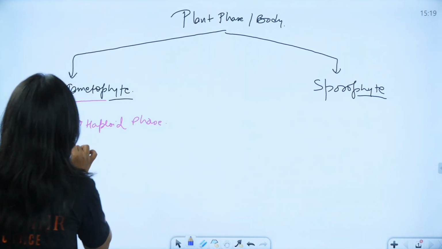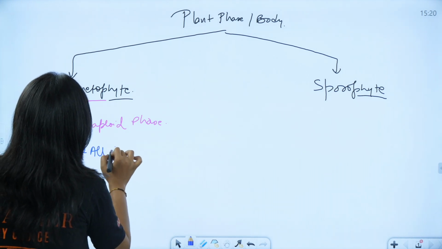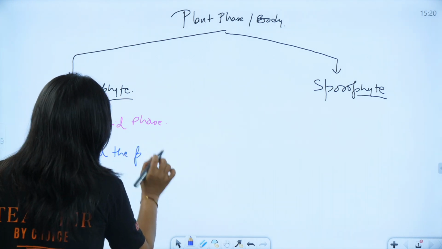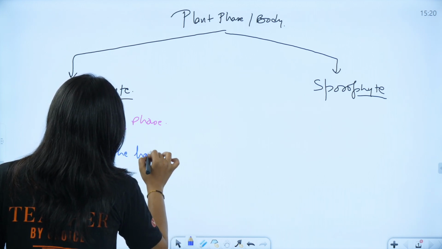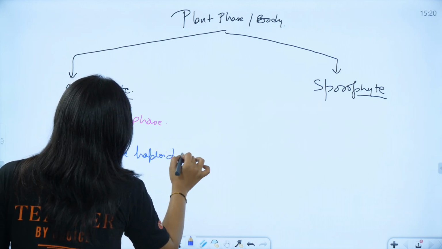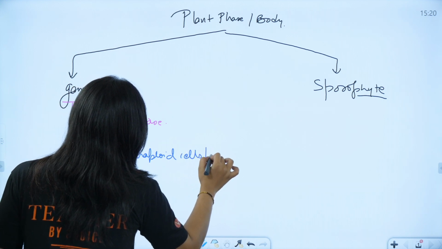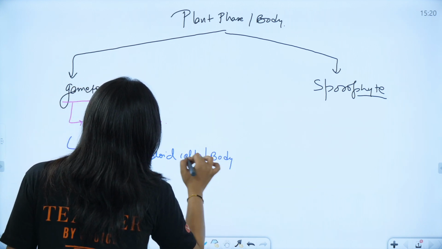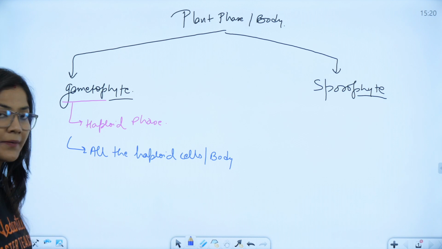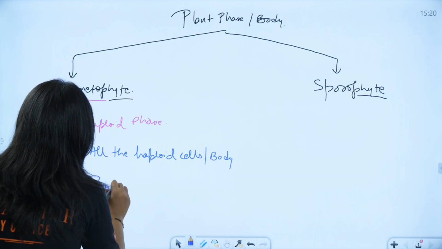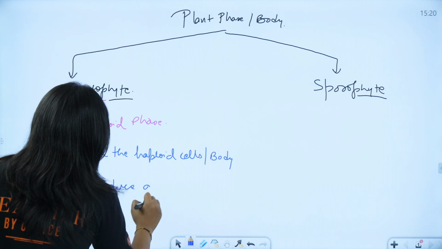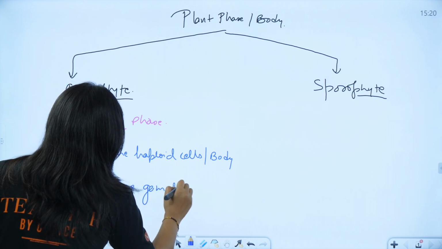So all the haploid cells or plant body will be included. What is the function of this gametophyte? The function is to produce gametes, right? So what will it do? It will produce our gametes.